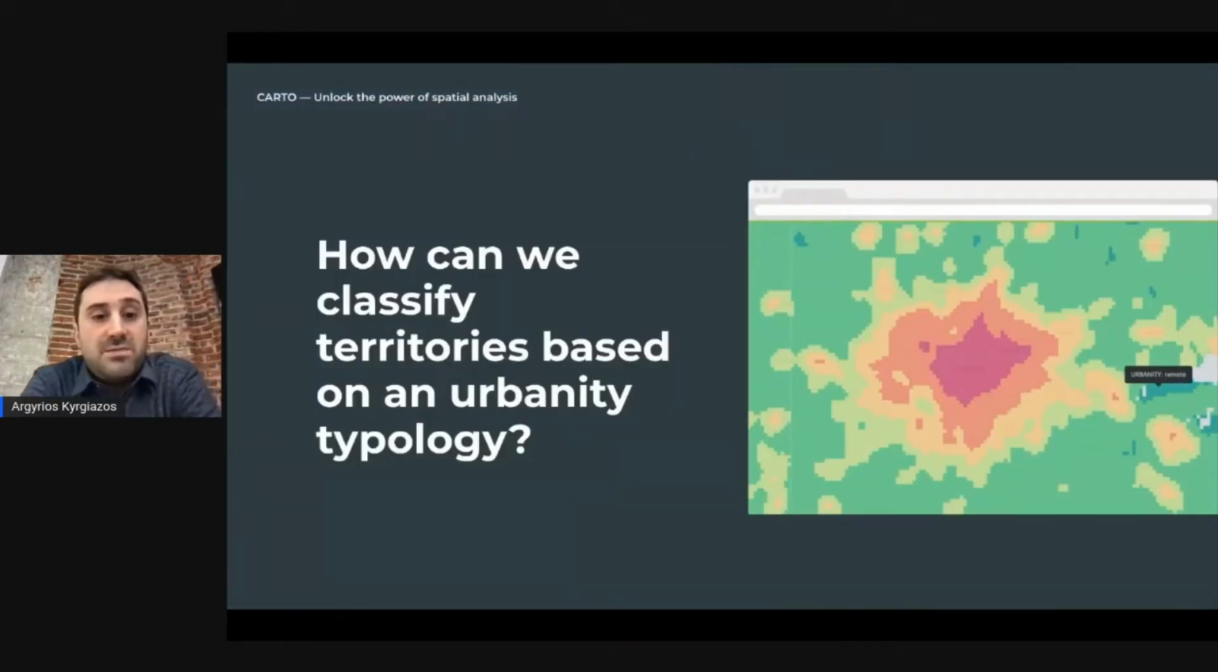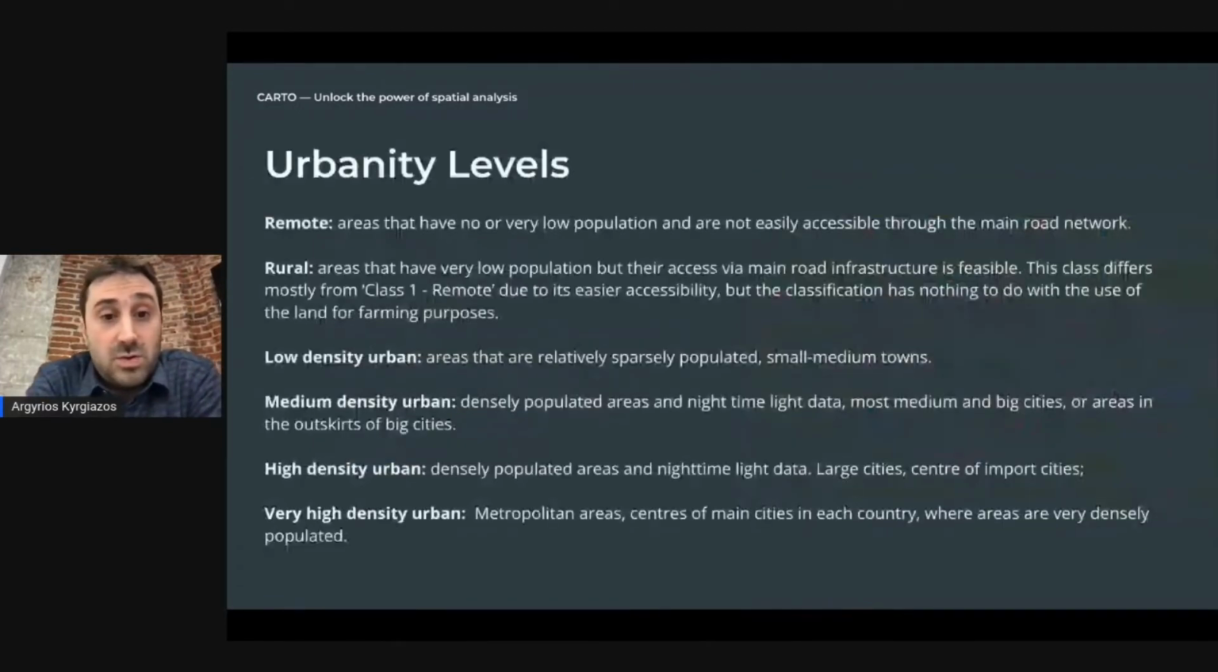So how can we classify territories based on the urbanity typology? Having gone through the literature and doing our own research, we came up with 6 different urbanity levels that would help us classify the urbanity. Starting from the lowest, which is remote areas, that have very low or no population and are not easily accessible through the main road network. So basically these areas are mountains or deserts or these kinds of territories that are not easily accessible and you cannot access them by the road network. Then we have the rural territories that have a very, very low population, but you can access them through the road network.